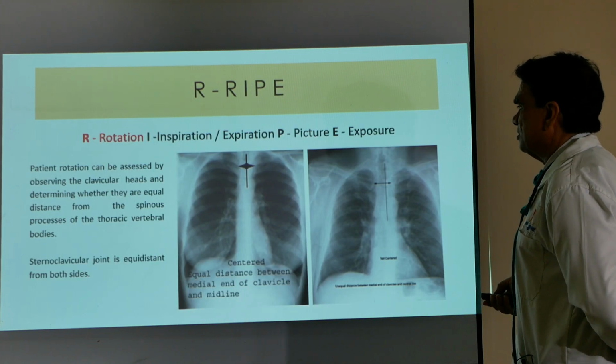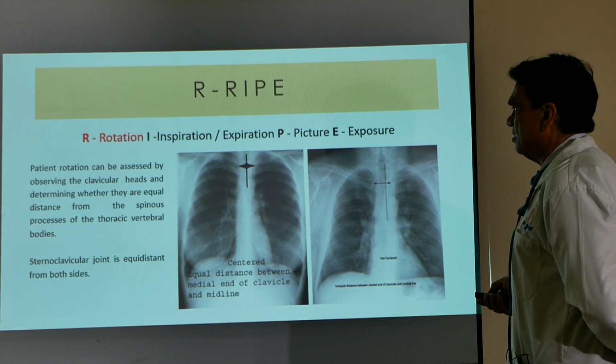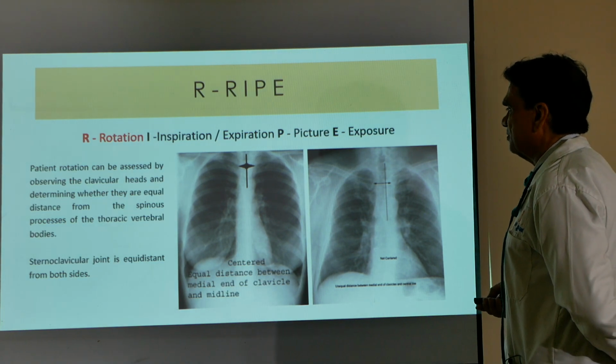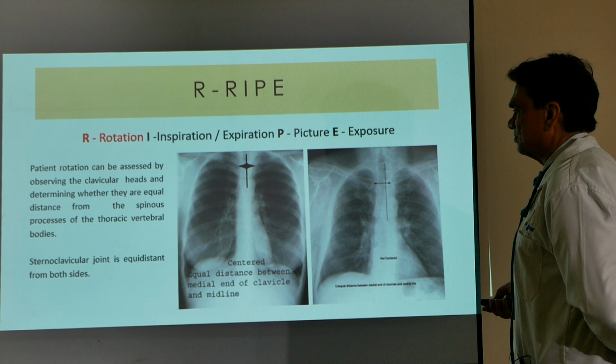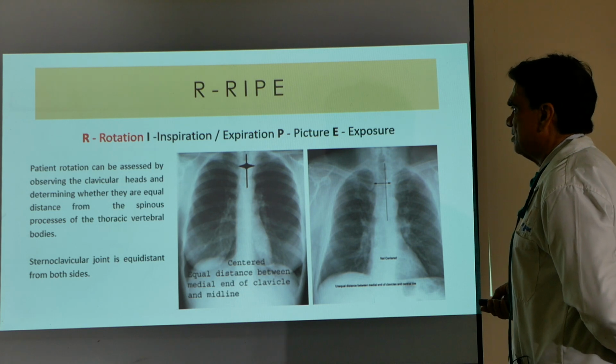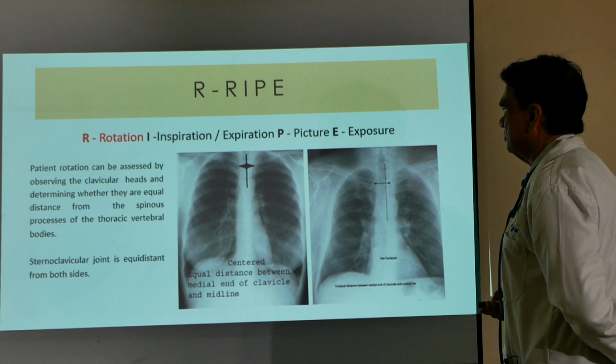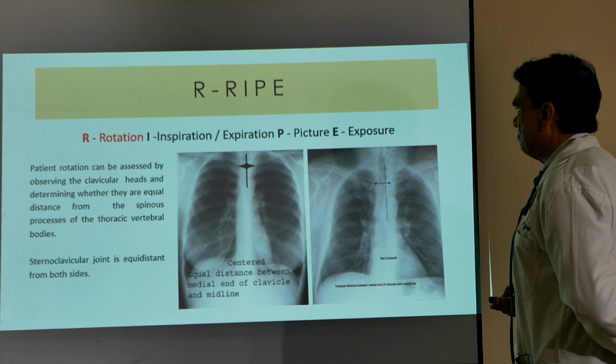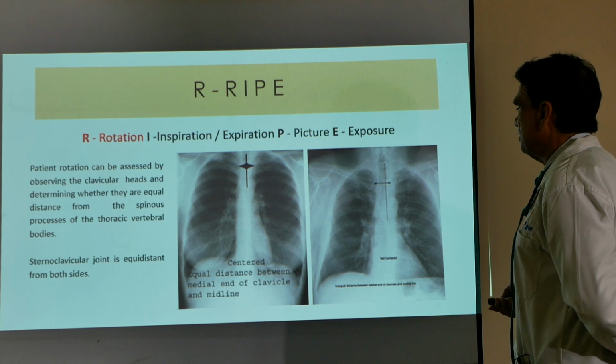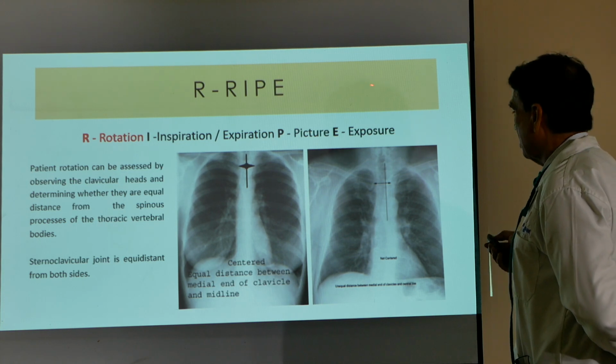Then the mnemonic, after D, is R. It is further divided: R stands for rotation. Then I stands for inspiration and expiration. P stands for picture and E stands for exposure.